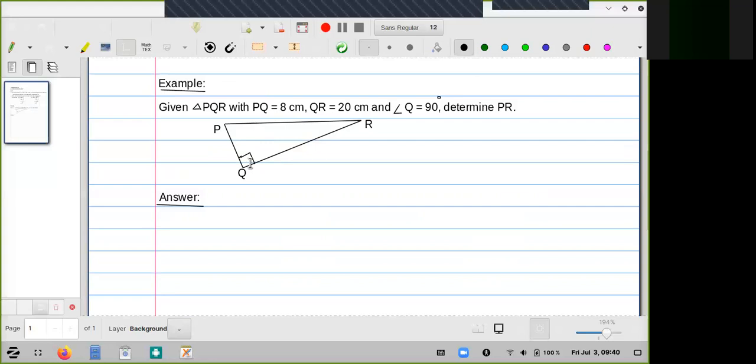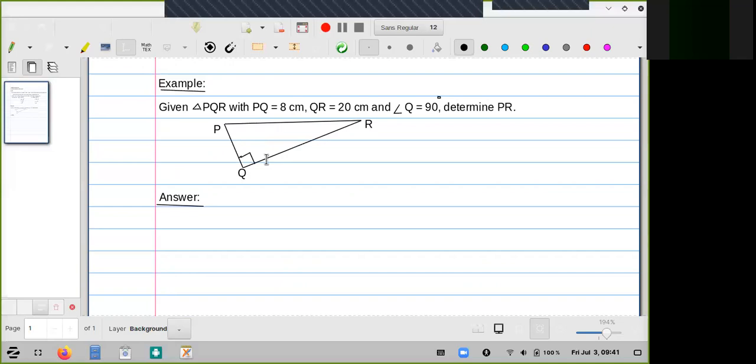The right angle is formed by which sides? PQ and QR. So these two sides, PQ and QR, are perpendicular to each other. They are 90 degrees to each other. They are at right angle to each other. So all those terms can be used: right angle, perpendicular, or 90 degrees. So which means a right angle triangle. So in this case, since it is a right angle triangle, we can use Pythagoras theorem to find the length of one of the sides.